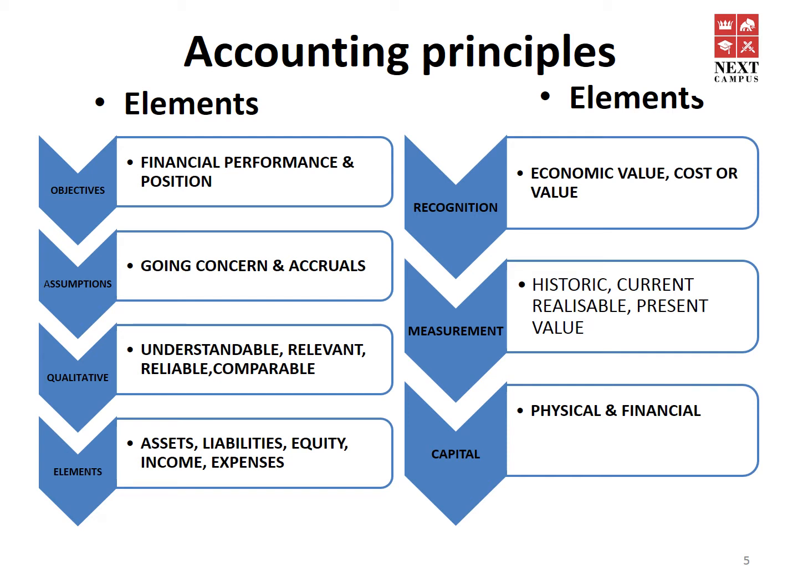So going concern assumption is that accountants assume that the business will be in operation for a period of more than 1 year and record the transaction accordingly. So items which are settling within 1 year will be current and after 1 year will be non-current. Then accrued concept. Accrued concept means you will not recognize the cash transaction only.